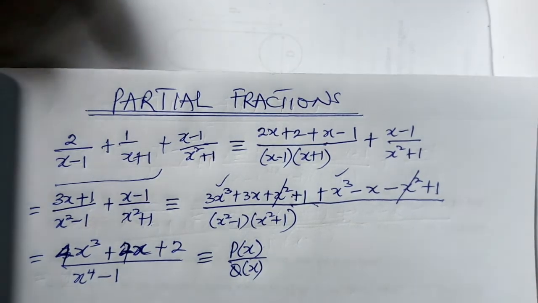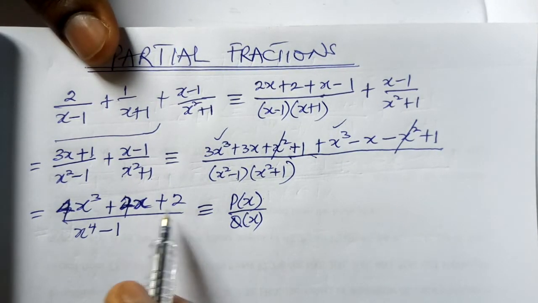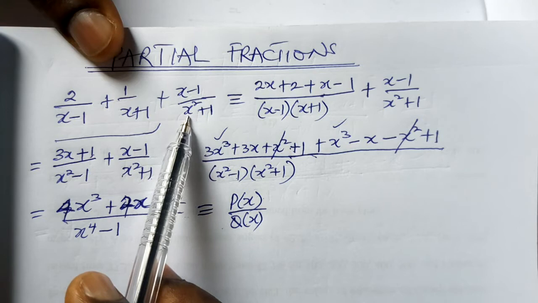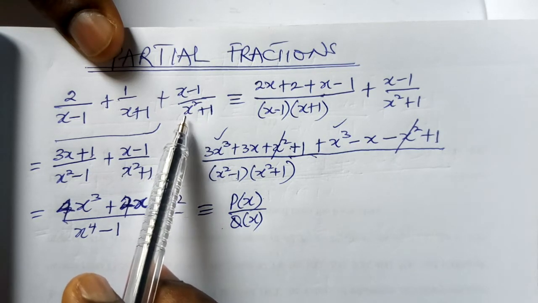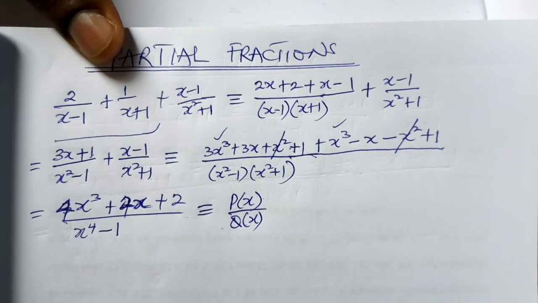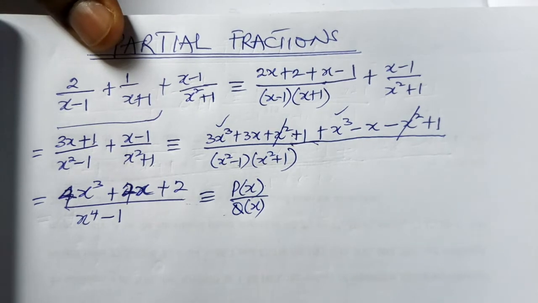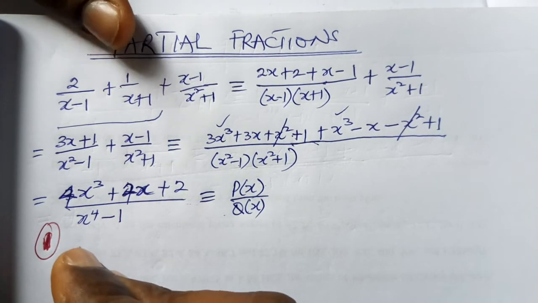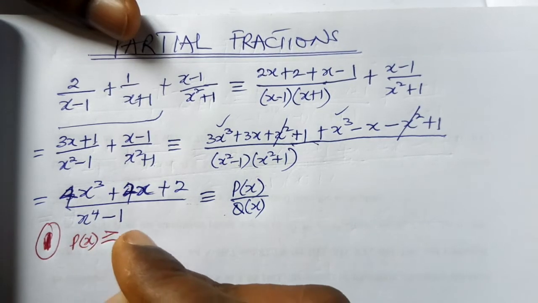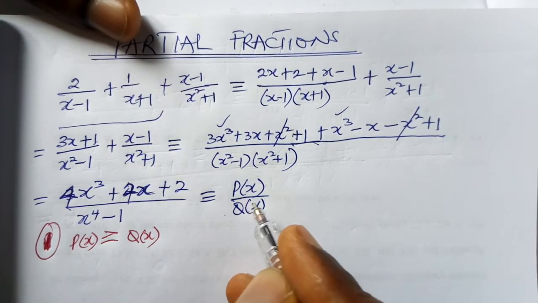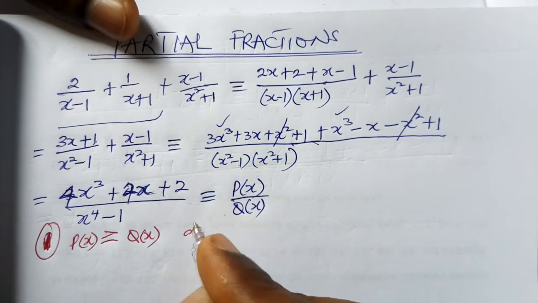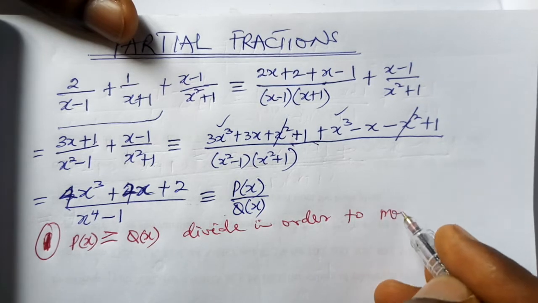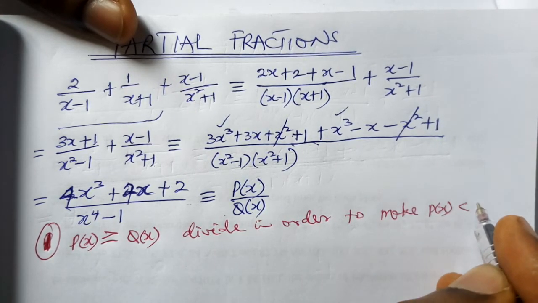So let's now assume that a partial fraction in this form is given. First of all, we have to know the rules, because the denominators don't have the same type of degrees. For instance, this one is degree 2, this one is degree 1. It can happen that it is other degrees and other forms, or a mixture of them. Rule 1: if the degree of P of x is greater than or equal to that of Q of x, we divide in order to make P of x less than Q of x.